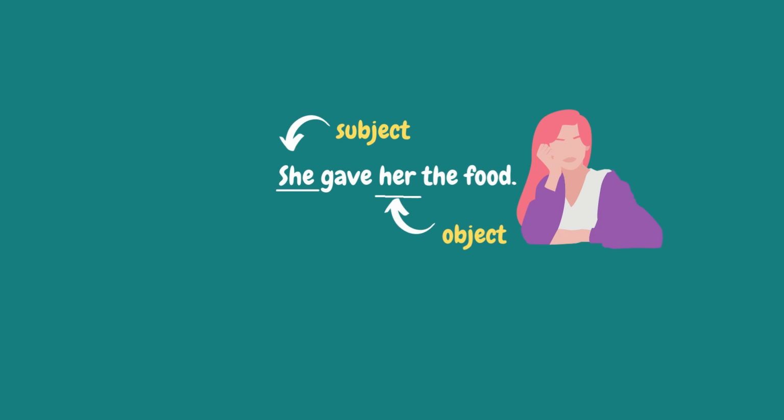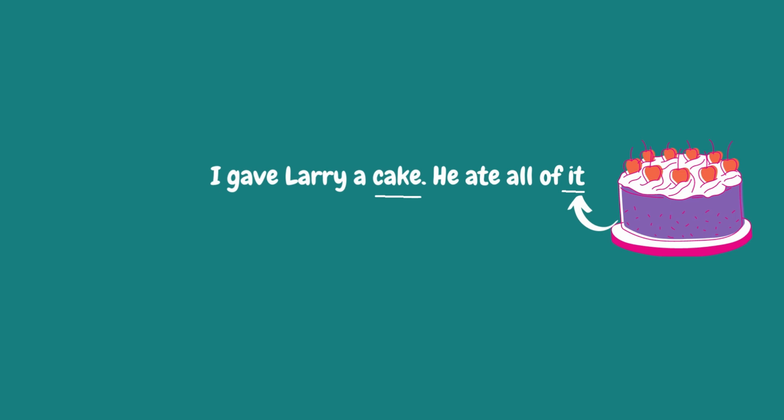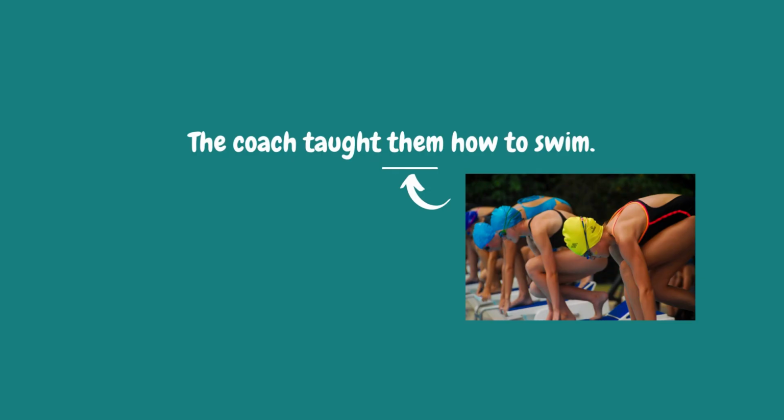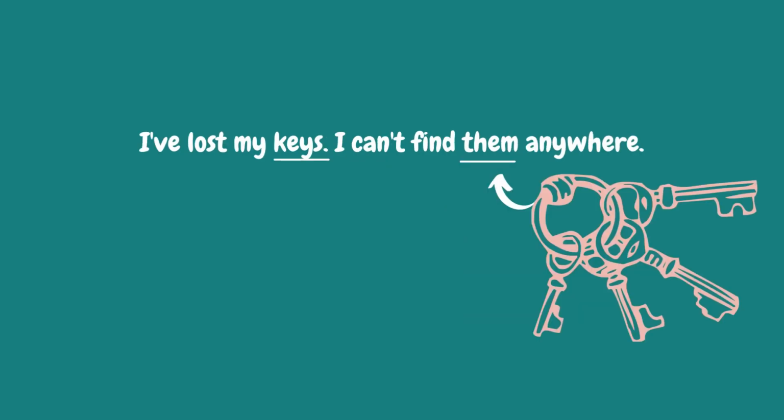She gave her the food. She is the subject, and her is a female, or a woman, which is the object of the sentence. I gave Larry a cake. He ate all of it. Cake is the object here, and it is no gender, so we have to replace it with it. Now, third person plural is them. The coach taught them how to swim. I've lost my keys. I can't find them anywhere.